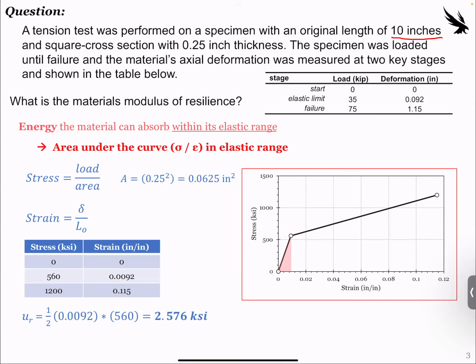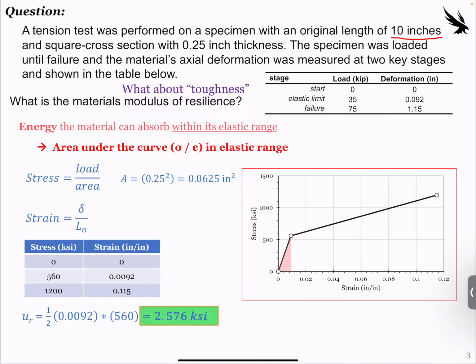So looking at the units here, we have strain, which is unitless, and then the stress, which is 560 KSI. And so what we're left with is this modulus of resilience in terms of KSI, which I know is not an energy term, but this is just civil engineering 101 kind of stuff. So we're not going to look at this in terms of unit volume, energy, or anything, but we're left with a value of 2.576 KSI.